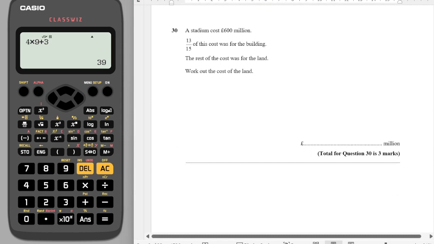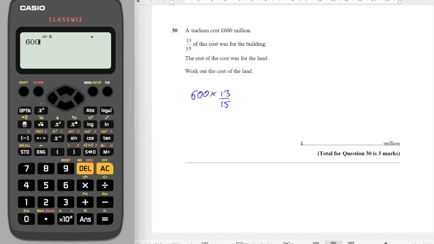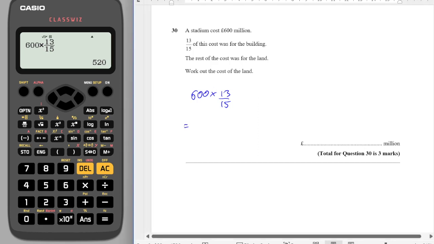Question 30. A stadium costs £600 million. 13/15 of the cost was for the building. The rest of the cost was for the land. Work out the cost of the land. So we're doing 600 million. I'm going to work in millions, so times by 13 over 15. That's 600 times by 13 over 15 gives me, and I've done that slightly the wrong way. That's the cost of the building. So the cost of the land would have been 80 million.